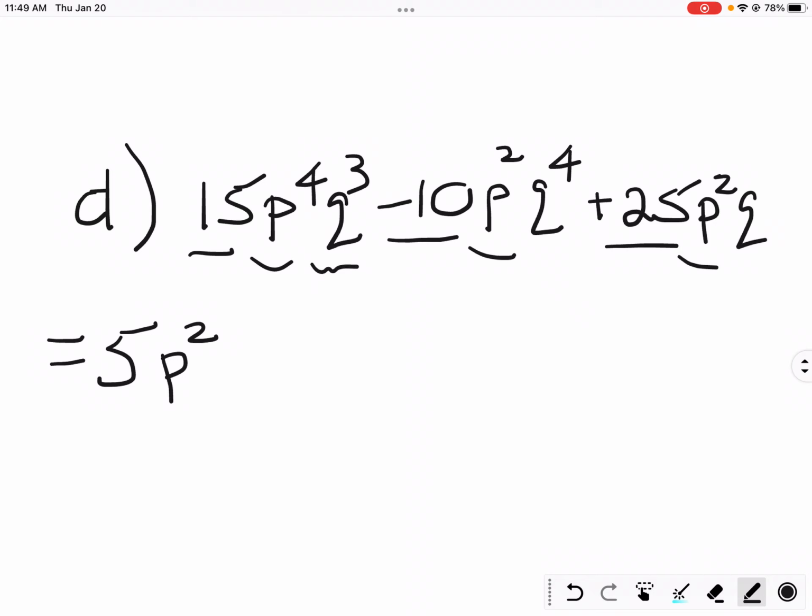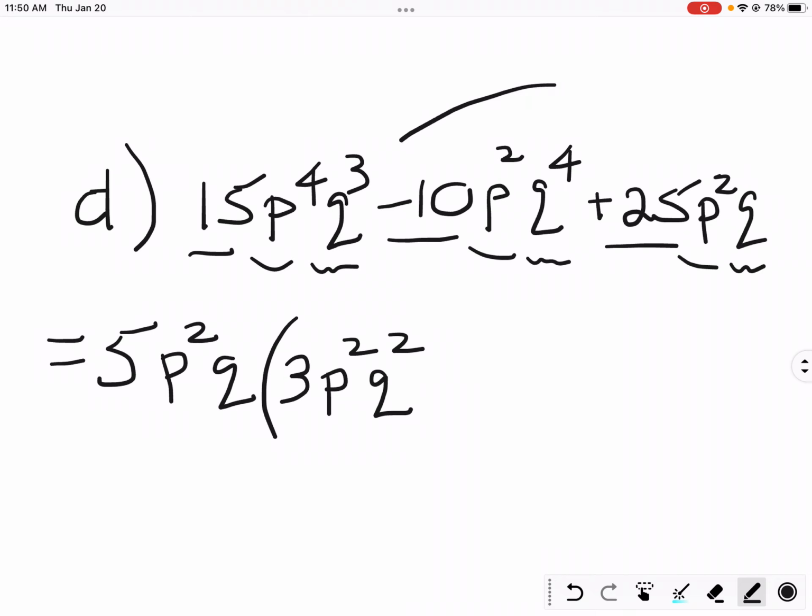Looking at the q in each of these, I have q cubed, q to the exponent 4, and q. I can divide each of those by q. Once I have that, the first term divided by 5p squared q will be 3. p to the 4th over p squared is p squared. q cubed over q is q squared.